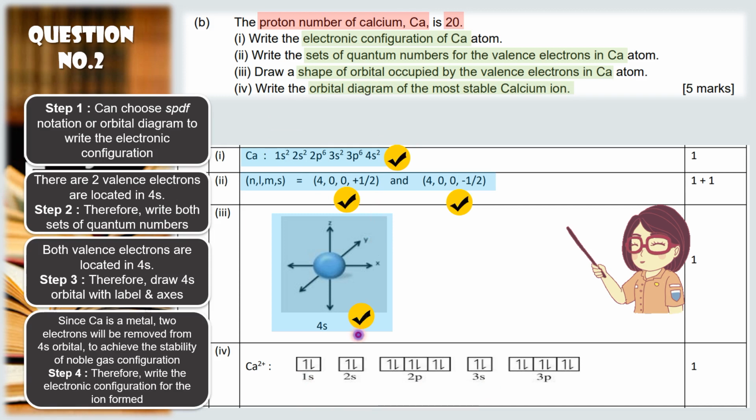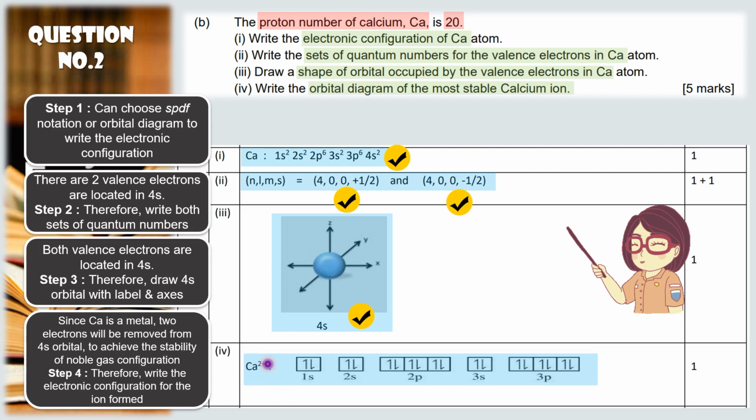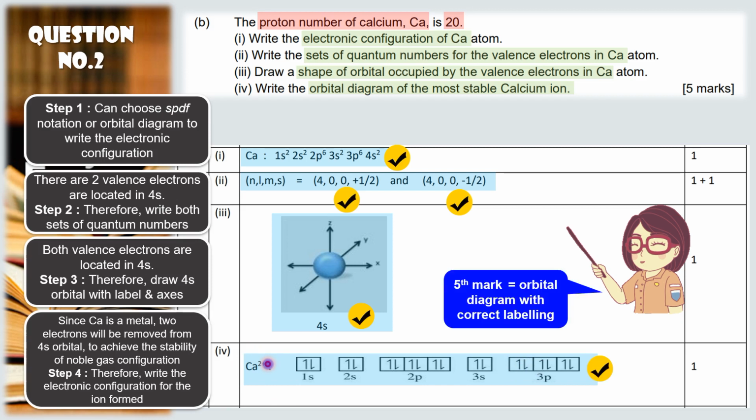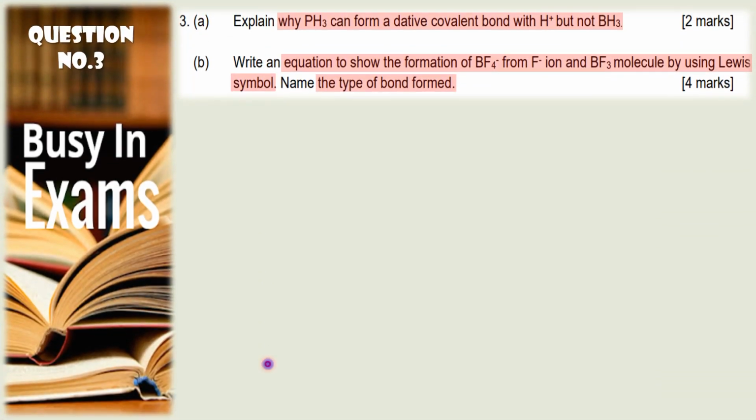So this one already mentions orbital diagram, which means you cannot write in the form of SPDF notation. I already mentioned orbital diagram, so you should draw the orbital diagram, with correct labeling here. For the electron spin, you have to draw spin up and spin down, with the title Ca2+. Okay, 1 mark. So for the second question, you will get 12 marks. Right, so we move to the third question.